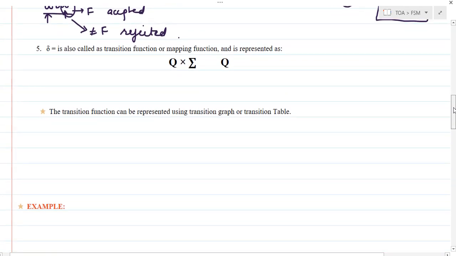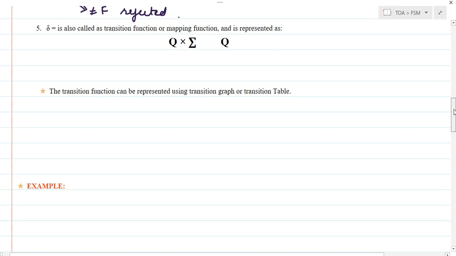Even if it is not clear right now, you will understand it in the next videos when we try to solve some examples. For the time being, let's just keep it like this, and now let's go through the last character that we have, that is delta. Delta is also called a transition function or a mapping function. It is represented as Q cross sigma gives Q.